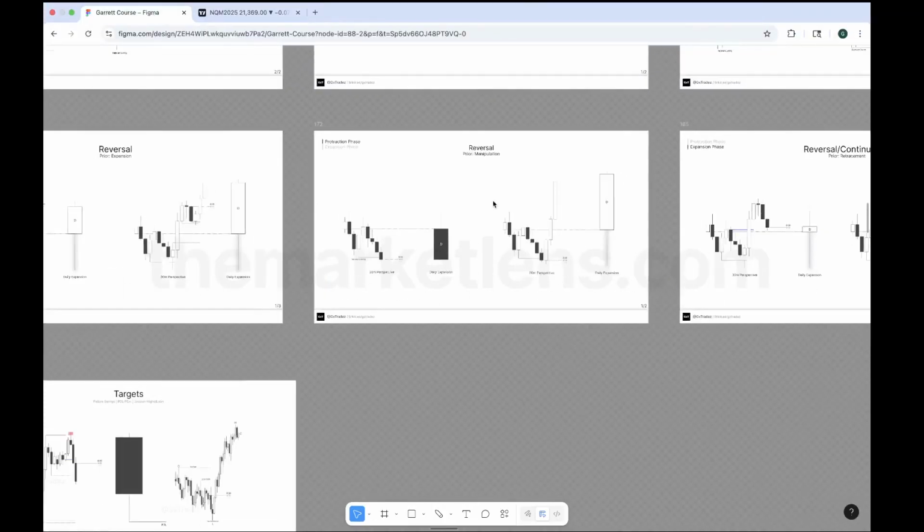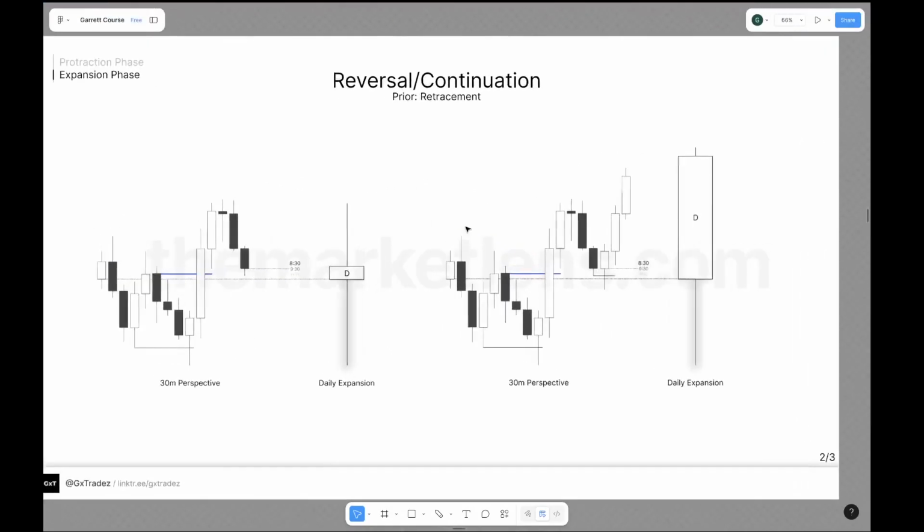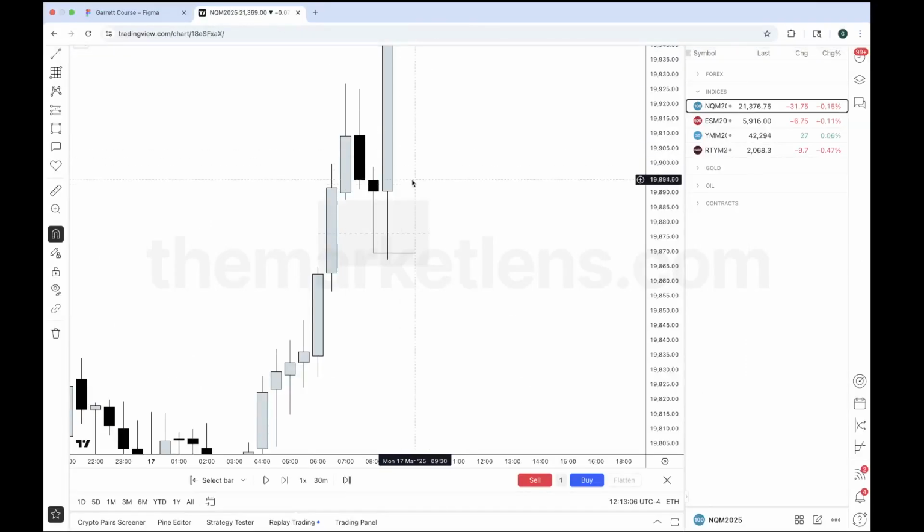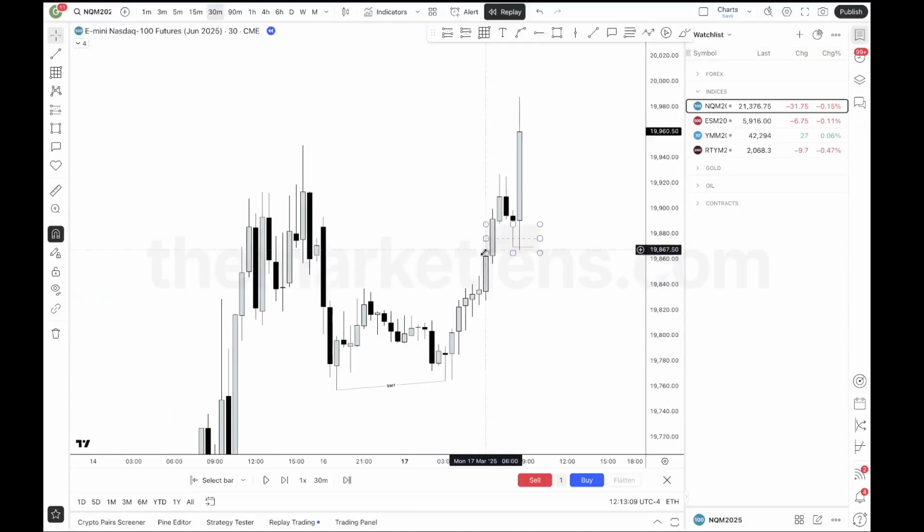right? So if we go back to our little thing, if prior to the driver we already retraced, then we should just expand. You know what I'm saying? You see how consistent this is, right? Because the low of day is already put in. We want these gaps to hold.